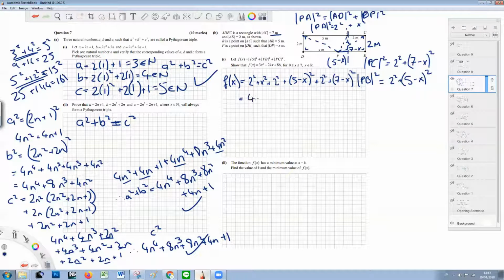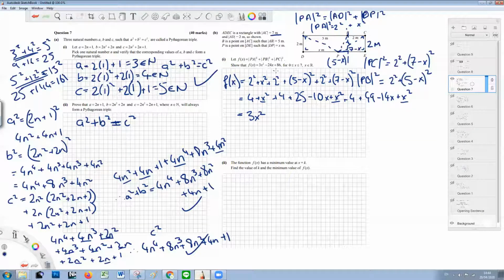So that's going to be 4 plus x squared, plus 4 plus 25 minus 10x plus x squared, plus 4 plus 49 minus 14x plus x squared. So I got 1, 2, 3. It's starting to look pretty nice because I know what I'm looking for, and this is 3x squared. I hope I didn't make a mistake in the calculations anywhere.